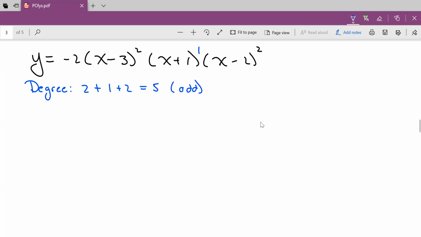Now, how many turning points will we have then? Okay, this is where it's going to start to get a little bit trickier, because now we're in degree 5. Well, we should have one less than the degree, so we should have 4 turning points. Excellent. Now, our lead coefficient is negative. So this graph will end down.